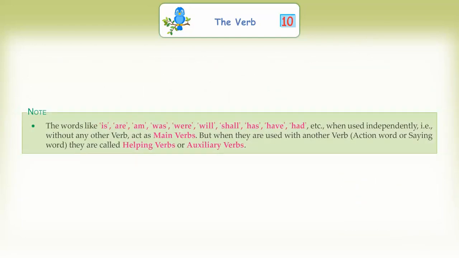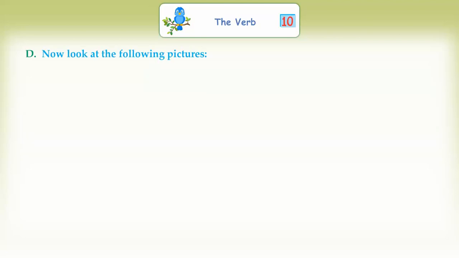Note, the words like is, are, am, was, were, will, shall, has, have, had, etc., when used independently, that is, without any other verbs, act as main verbs. But when they are used with another verb, action word or saying word, they are called helping verbs or auxiliary verbs. Now look at the following pictures.